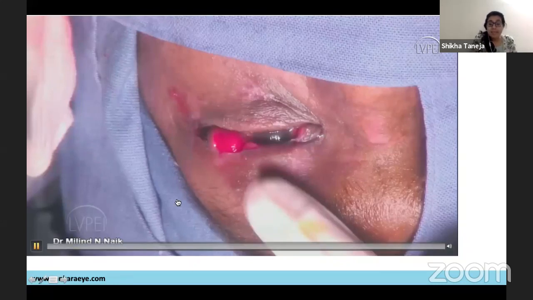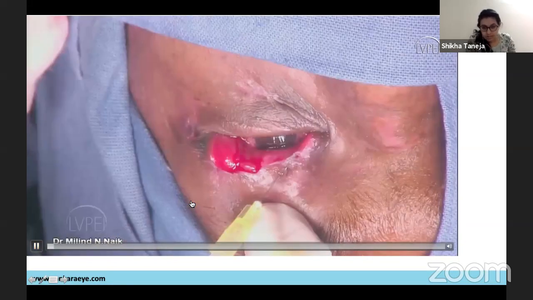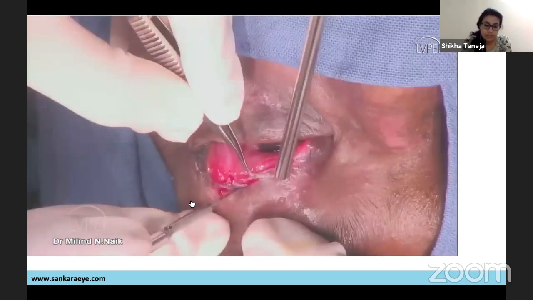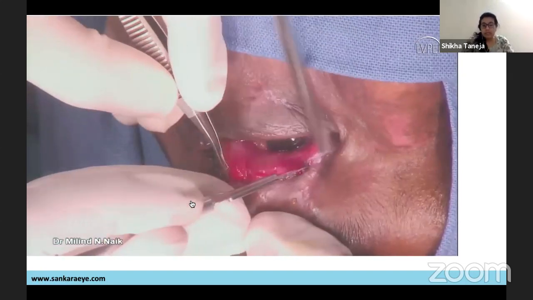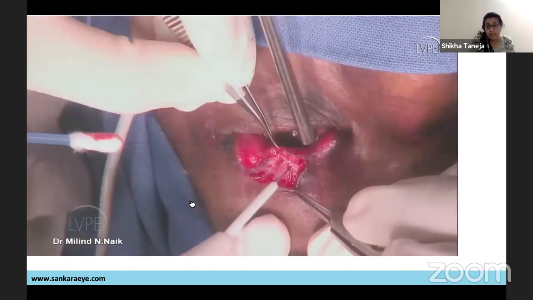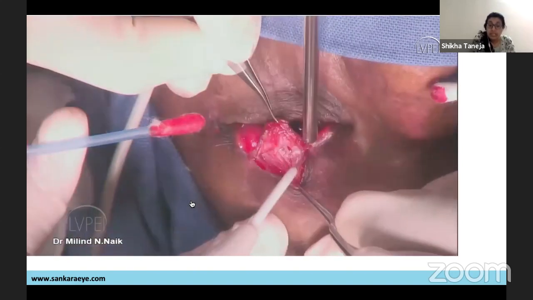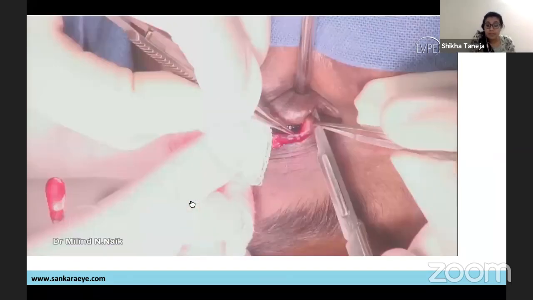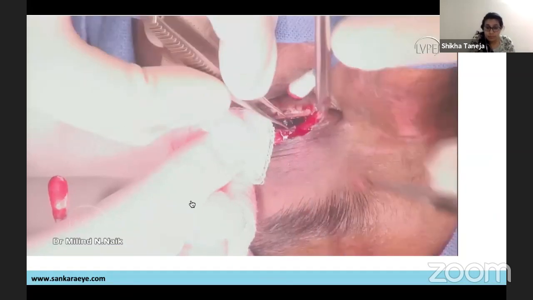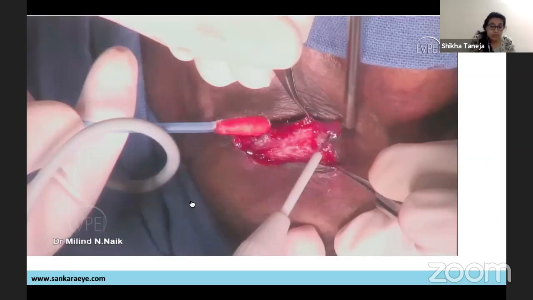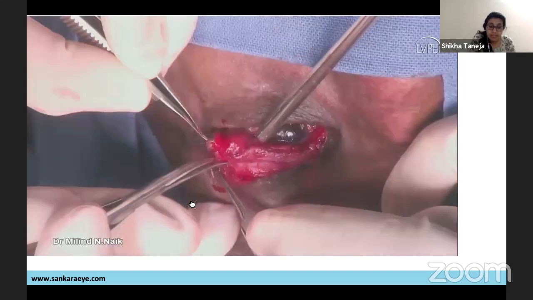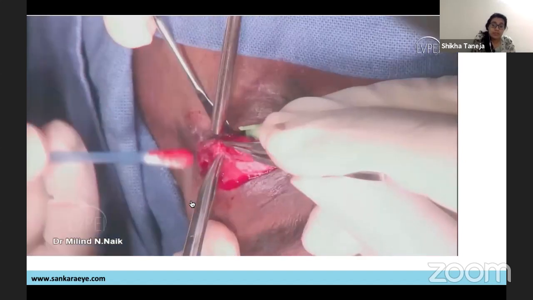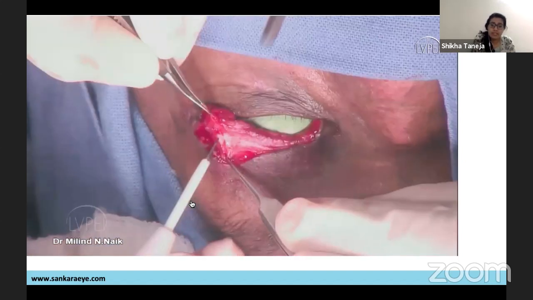The first step is always a local infiltration. We give an adrenaline plus lignocaine, xylocaine mixture. First step is we split the upper lid lamellae into anterior and posterior, and we try to freshen out the margins. Basically, because it's an old case, we need to remove all the debris, devascularized tissue, and dead tissue from there, and split it into 2 layers, the anterior and the posterior lamina. Whatever granulation tissue and thickened tissue was there, we have excised.